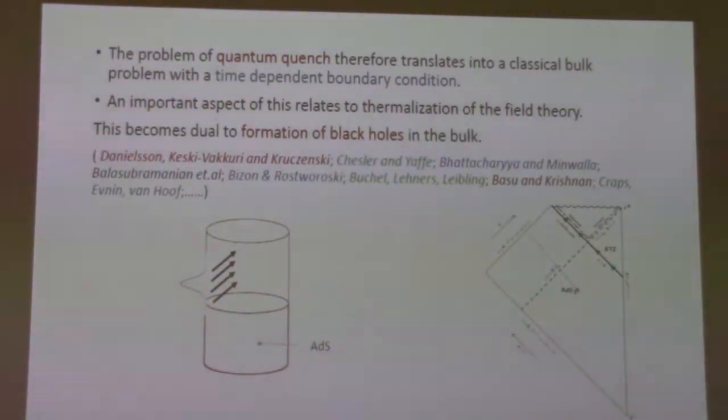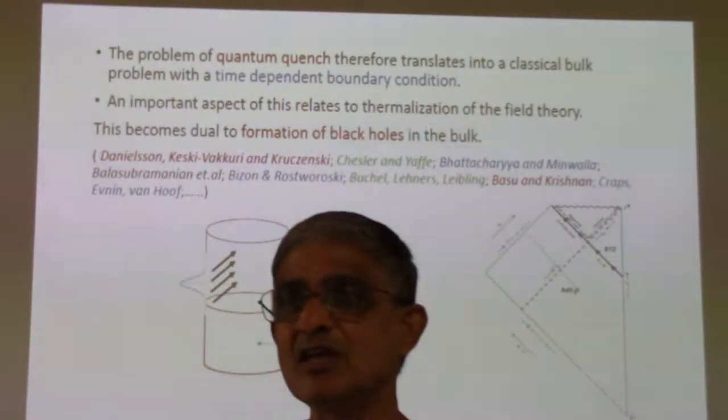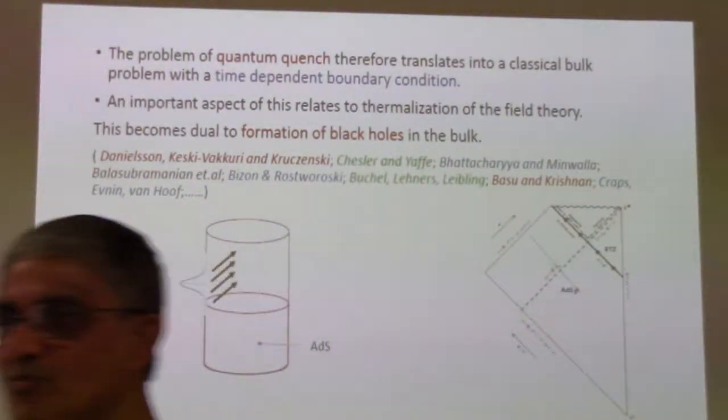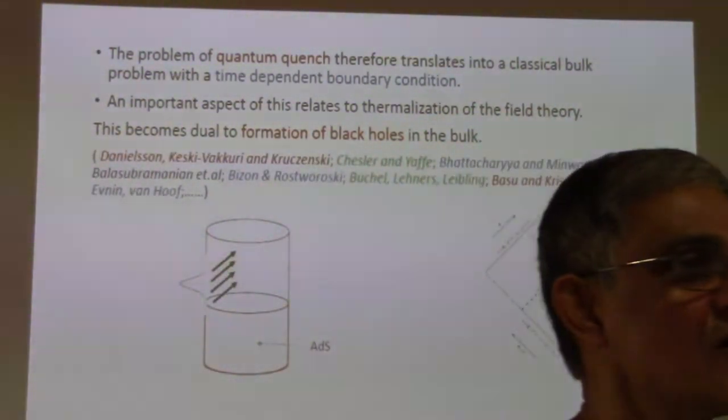Once the black hole is formed, then at very late times, this is a cartoon Penrose diagram for this process, if I measure correlators which are close enough, they will only see the exterior geometry of the black hole, which has become static by that time. That's like a thermal geometry, and those correlators will have some thermal behavior.